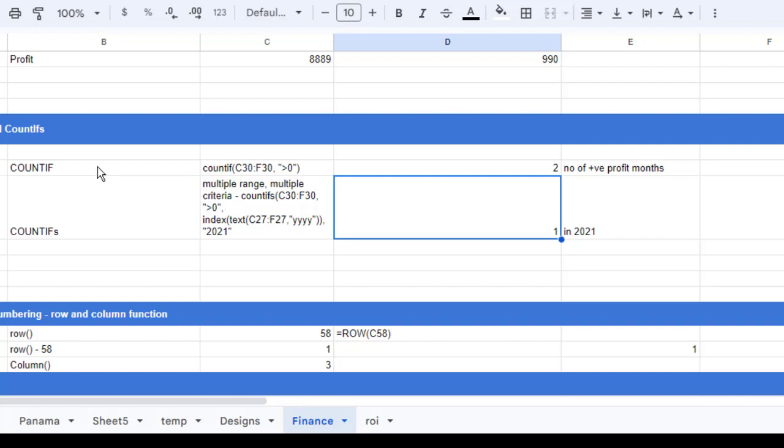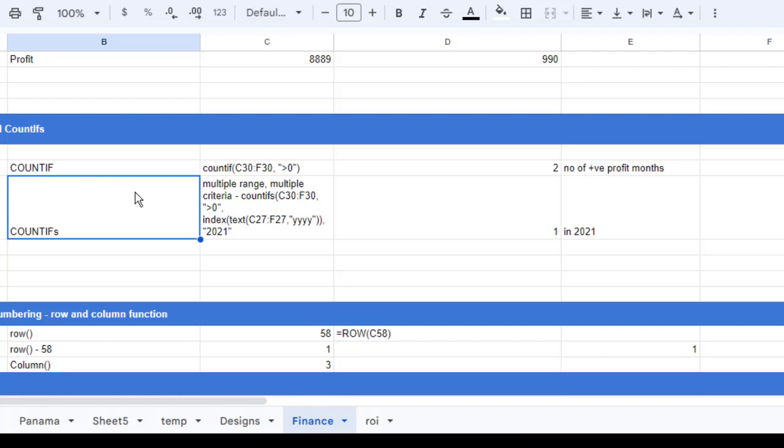That's it. That is the difference between CountIf and CountIfs. In CountIfs we have multiple criteria.